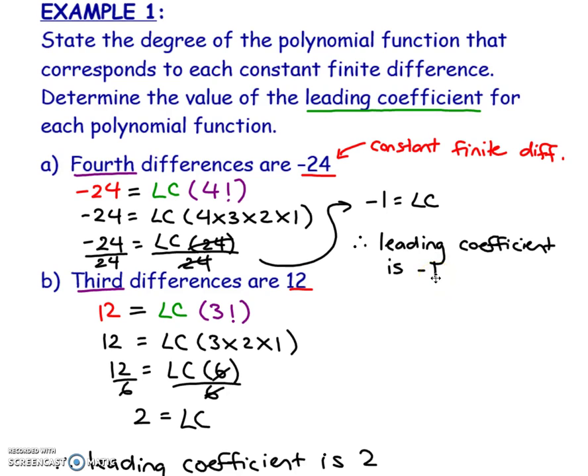So let's try that again a couple more times. This is our constant difference right here, so we're going to put that right there in the equation. It's a third degree, therefore it is 3 times 2 times 1. And then we're trying to find the leading coefficient. So 3 times 2 times 1 is 6. We're going to divide that out on both sides, and we get a leading coefficient of 2. So this is our a value of positive 2.